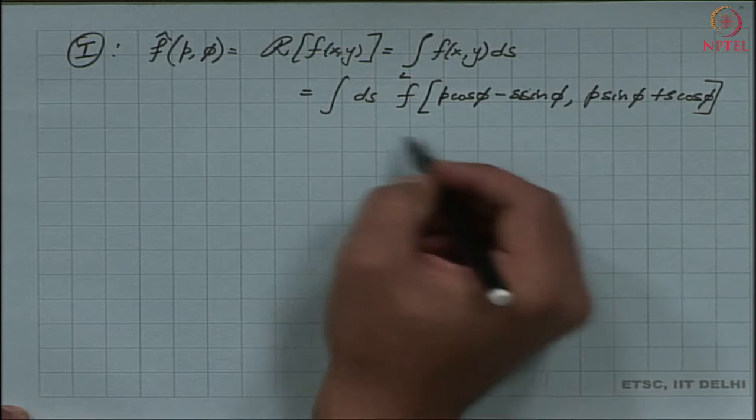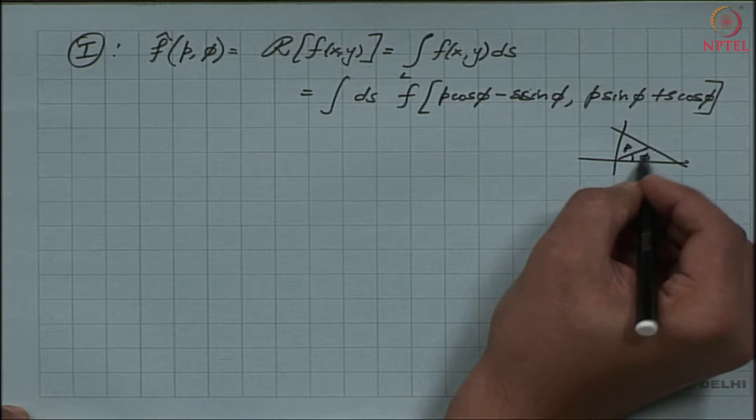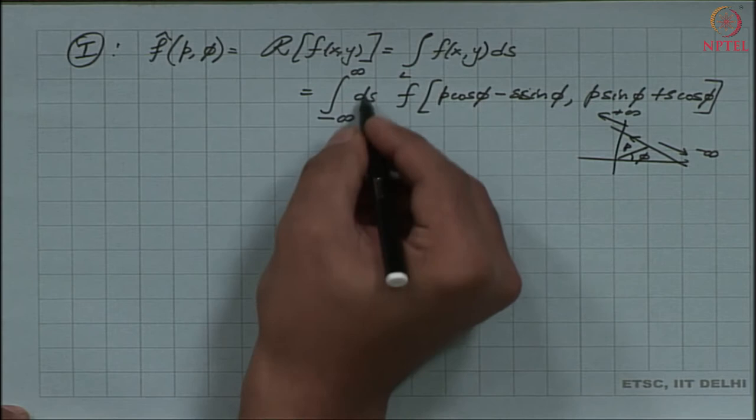So s is along the line. So let me draw that figure again. So I have a p here, it makes an angle phi, and s goes from infinity to negative infinity. So my integral will be from negative infinity to infinity ds. Okay.